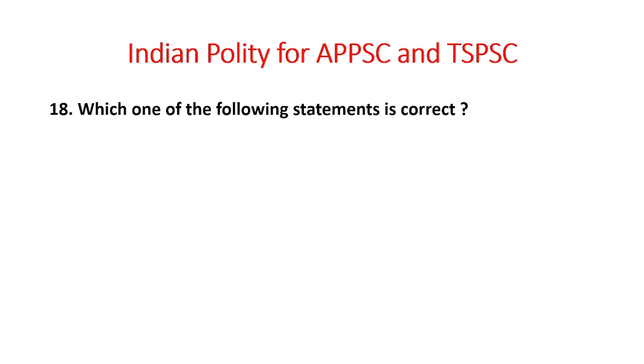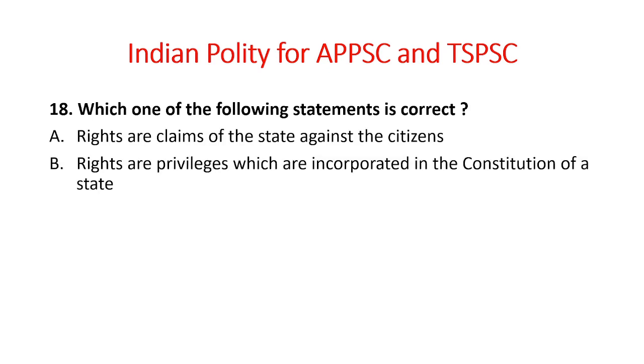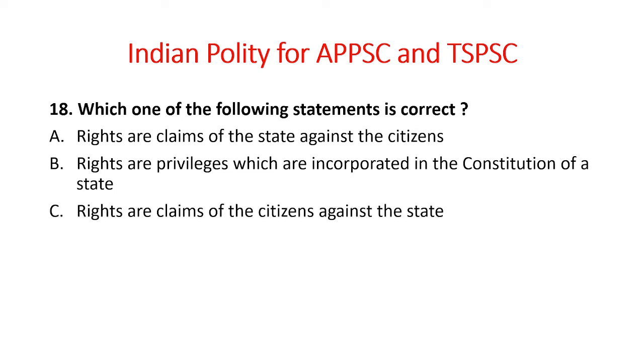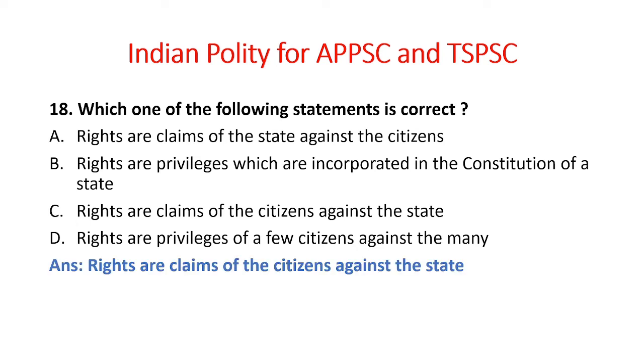Next. Which one of the following statements is correct? And the options are: rights are claims of the state against the citizens; rights are privileges which are incorporated in the constitution of a state; rights are claims of the citizen against the state; rights are privileges of a few citizens against the many. So which of the following statements is correct? Rights are claims of the citizen against the state.